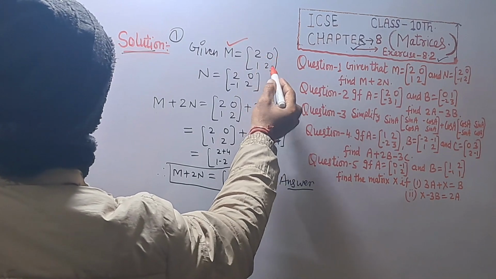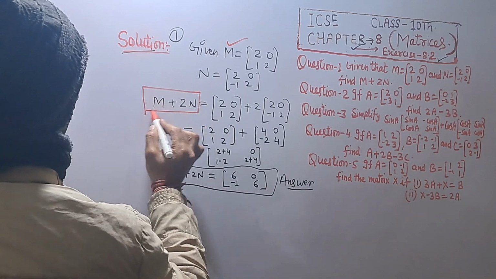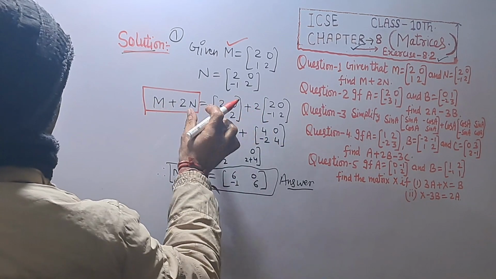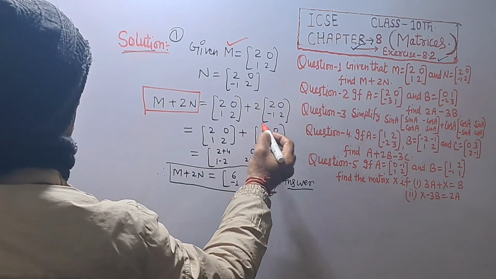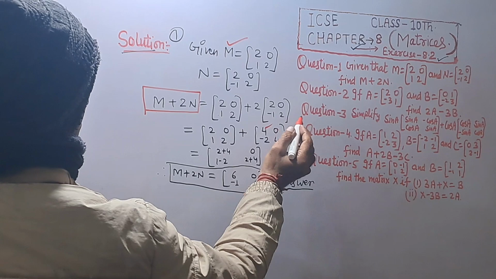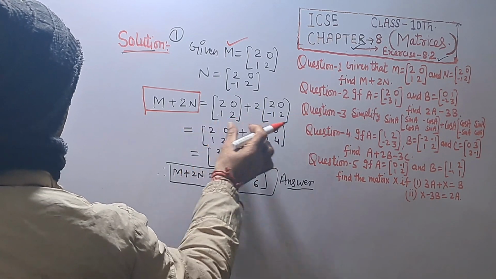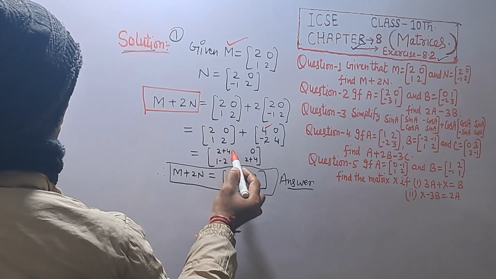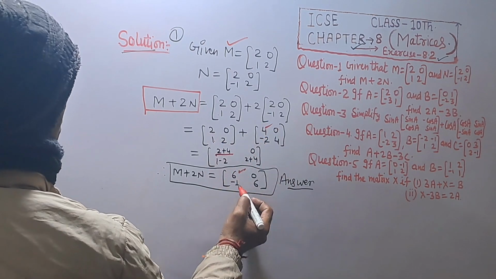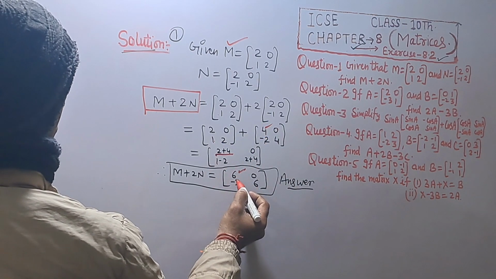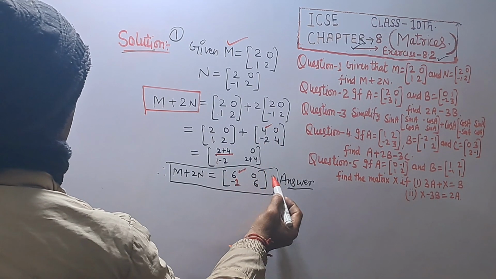Given m is [2, 0; 1, 2], n is [2, 0; -1, 2], and we find m plus 2n. 2 multiplied by n: 2 2s are 4, 0 into 2 is 0, 2 into minus 1 is minus 2, 2 2s are 4. So m plus 2n is, first element 2 plus 4 equal to 6, 0 plus 0 is 0, 1 minus 2 is equal to minus 1, and 2 plus 4 equal to 6. Answer.